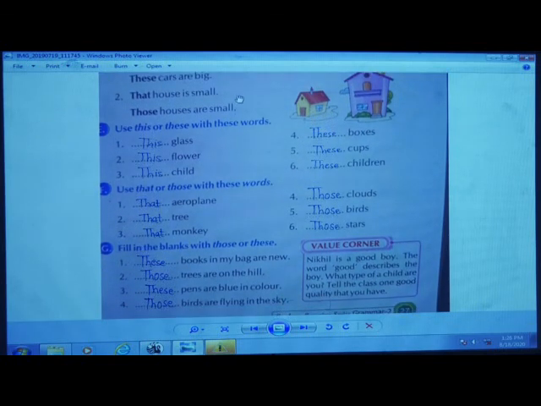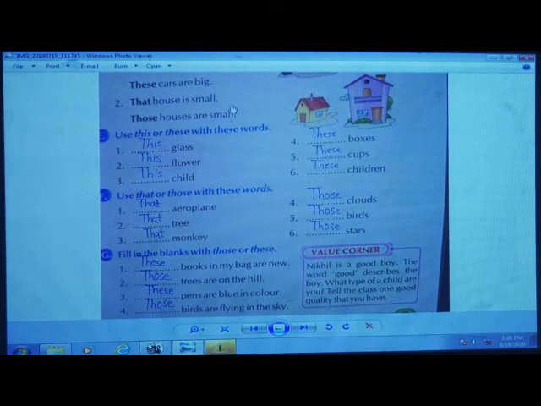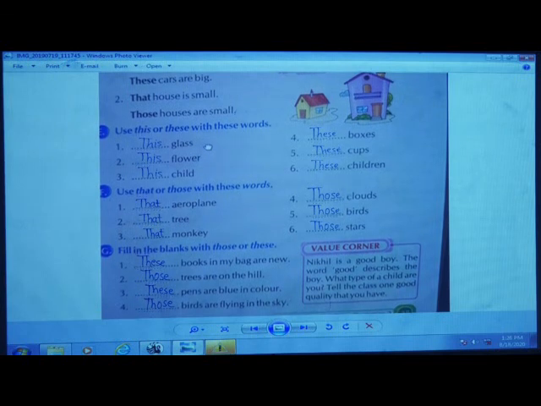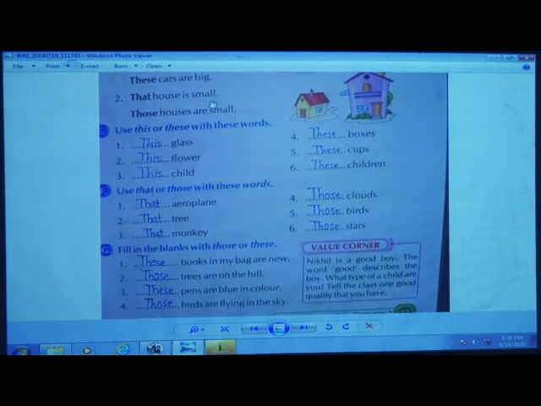Then that house is small. What will we say? That house is small. Why do we say small? Because it is very far from us, isn't it? So, that house is small. Only one house is there. So we are saying that house is small, and it is very far from us.